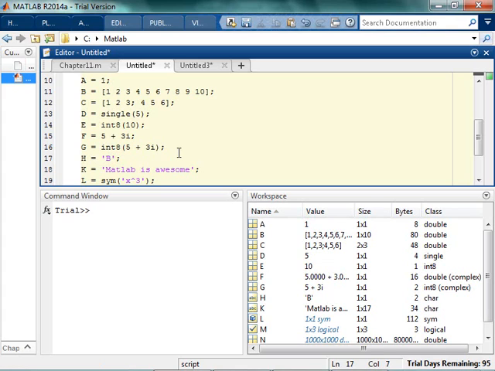So I'm going to go back to bug because bug makes me happy. MATLAB is awesome is a 1x17, so it's going to be 2 times 17 is 34. That's how much space it takes up.